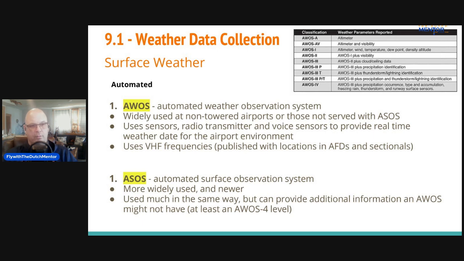weather reporting system, AWOS, that you can actually make a phone call into, or you can get it via the radio frequency to get a reading of what it is like on the field at the moment, and that's updated continuously. ASOS is the automated surface observation system, more widely used, and is a bit newer, and it's used the same way, but it can provide additional information, and AWOS might not always have that available to you.